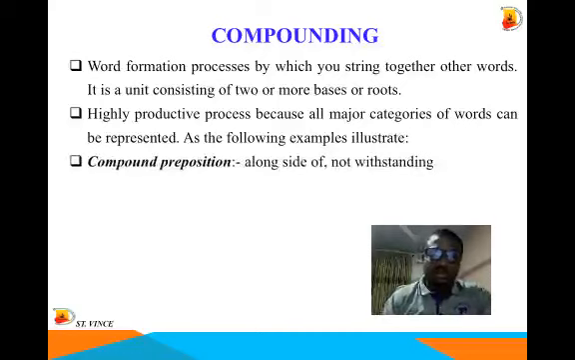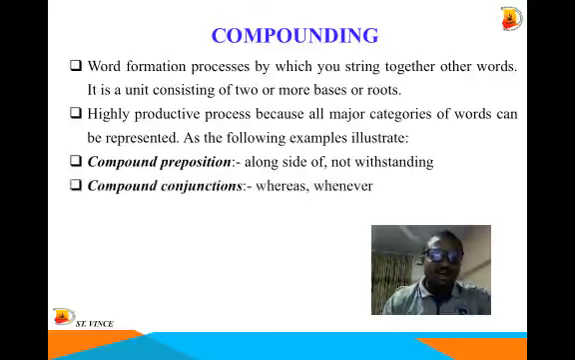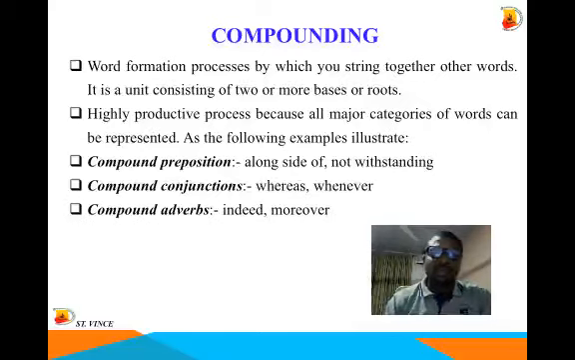So examples, we have compound prepositions. So we have alongside of, and notwithstanding. So two prepositions coming together. We also have compound conjunctions. So we have whereas. So you see where and as, and then we have when and ever. Two independent words coming together to form one word called a compound. And then we also have compound adverbs. Indeed, moreover. So in and deed, more and over.